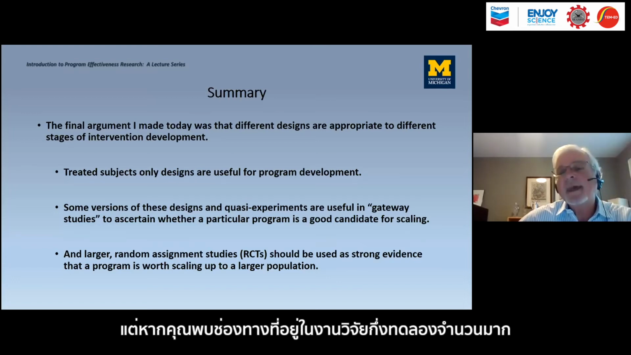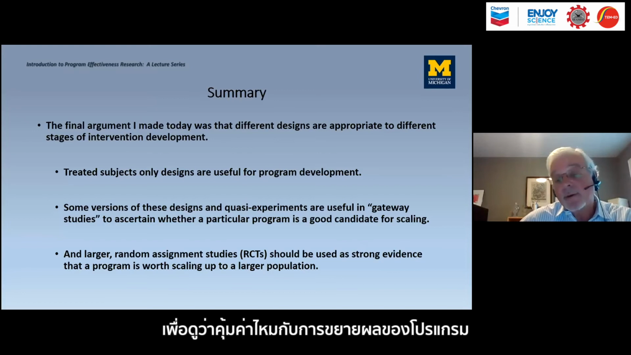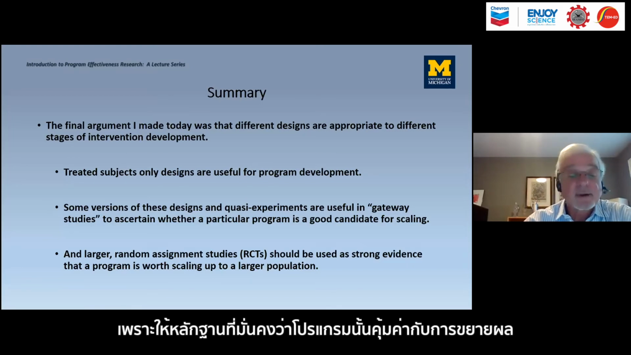But if you meet that gateway, that is, on a set of numerous quasi-experimental studies you've shown that you have an effect, and you'd like to have that program tested for whether it's worth scaling up, then it's time to do these randomized controlled field trials, because they provide strong evidence that a program is worth scaling up.